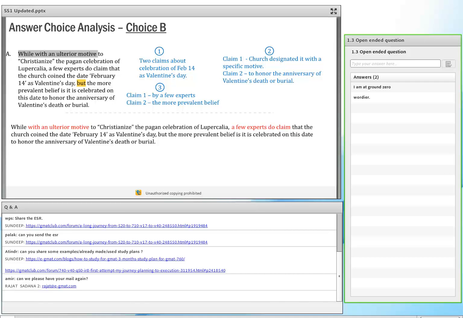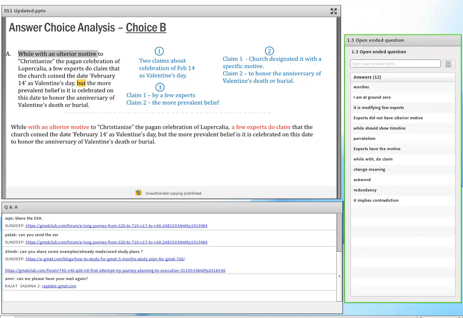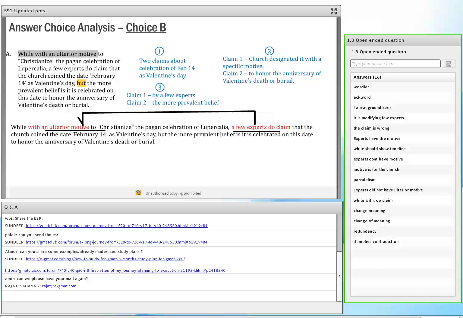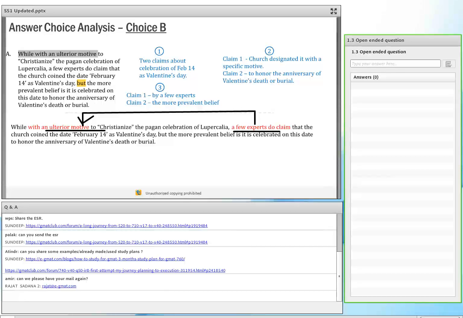No, it's not wordy here. What happens with choice B? Let's see, can someone get to it? Yes, who said that? Look at that precision. LJ, that's great. LJ says experts did not have the ulterior motive. While with an ulterior motive, a few experts do claim. This ulterior motive now refers to the experts. Is that what the author wanted to communicate?